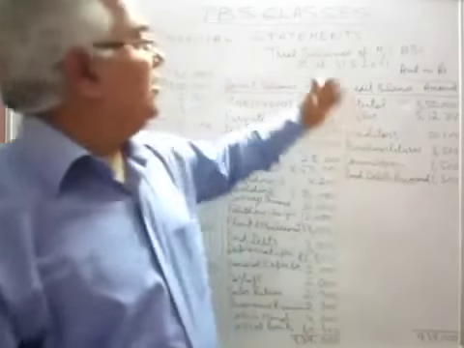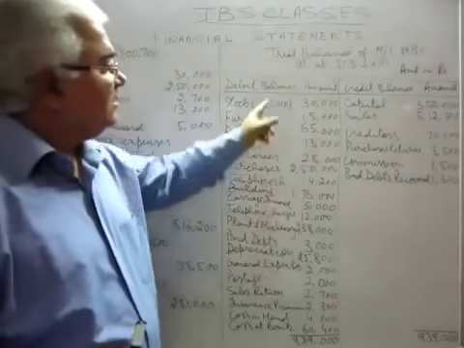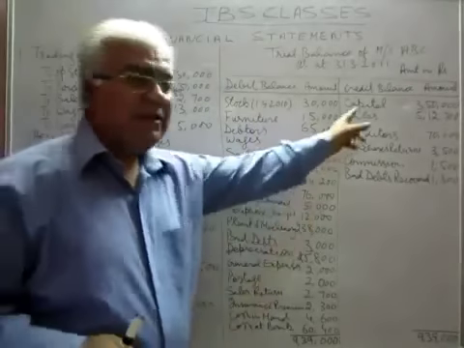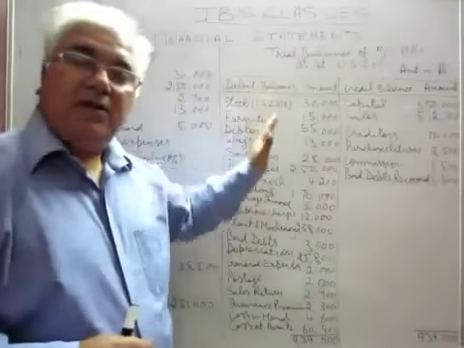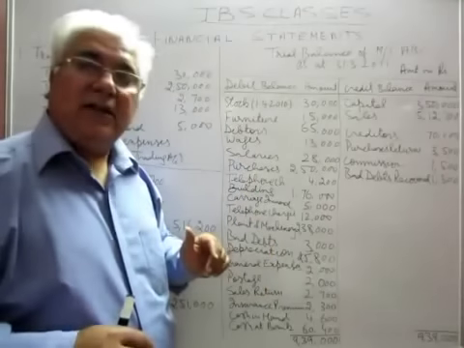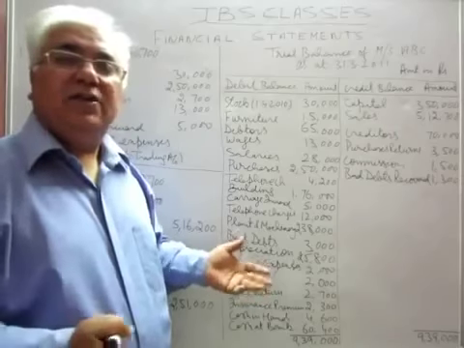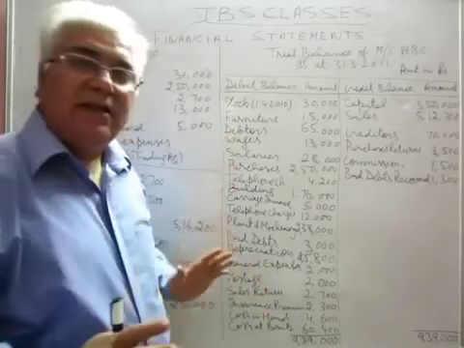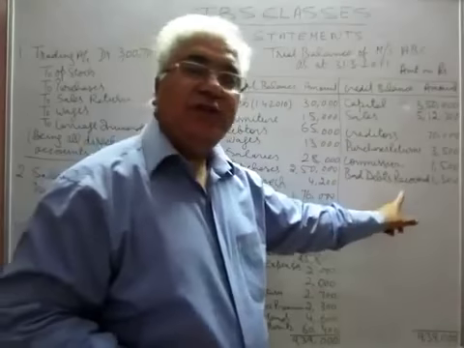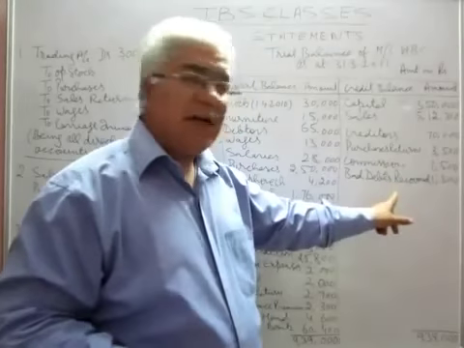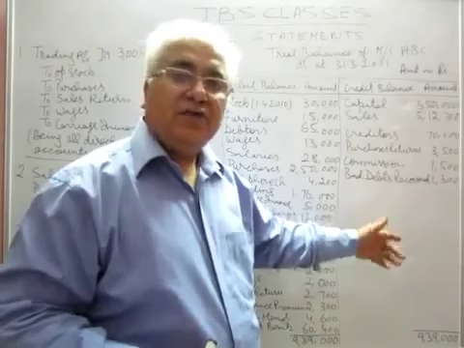I'll give you an example of this trial balance. You see, trial balance has two sides. This is debit side, this is credit side. All the accounts which appear on the debit side of the trial balance are either assets or expenses or losses. It could not be anything else, right? Similarly, all the accounts which appear on the credit side of trial balance are either liabilities or incomes or revenues.